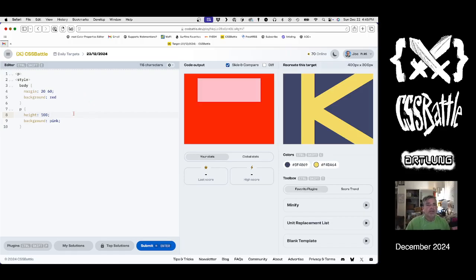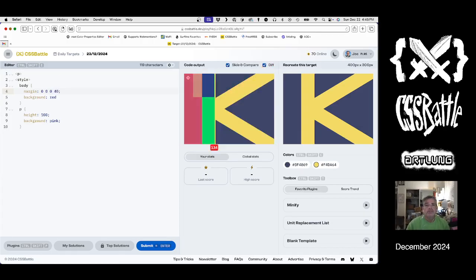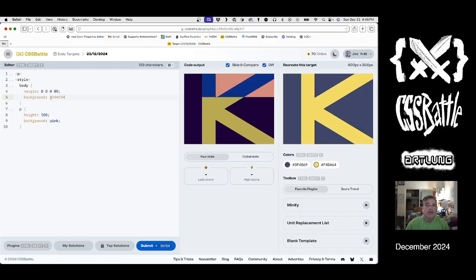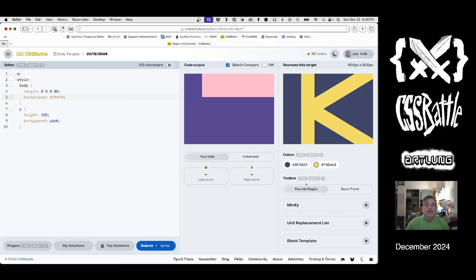I think the margins are gonna be what? 0, 0, 0, 40, something like that. 50, 60, 70, 80. And of course our background has to be this plunk. All right, and then the background of the element has to be this. And it must be 300 tall.